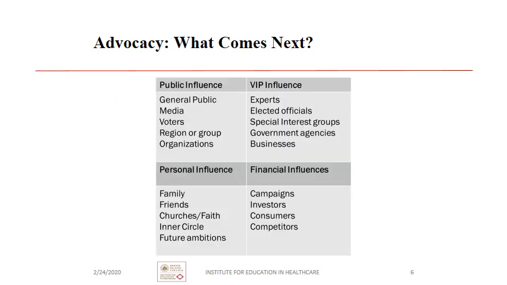So let's look at the couple different categories in which you'd be able to address certain people who have power. You have people in public influence, which would include the general public, media, voters, a region or group, and organizations. You have the VIP influence, which are experts, elected officials, special interest groups, government agencies, and businesses. There are financial influences, which include campaigns, investors, consumers, and competitors. Then there's also the personal influence, which includes family, friends, churches or faith-based organizations, the inner circle that people have, and their future ambitions.